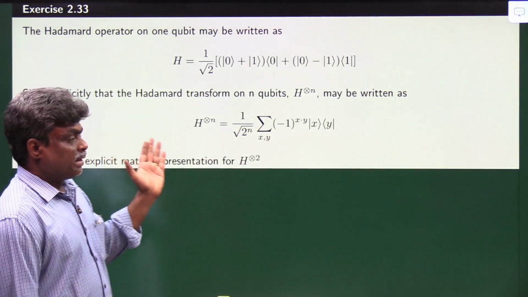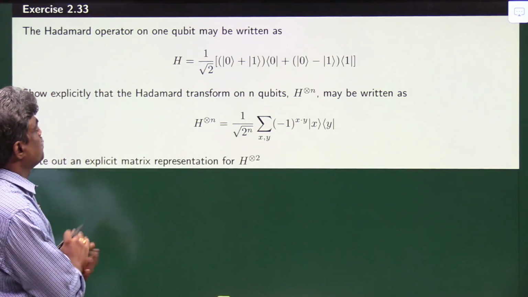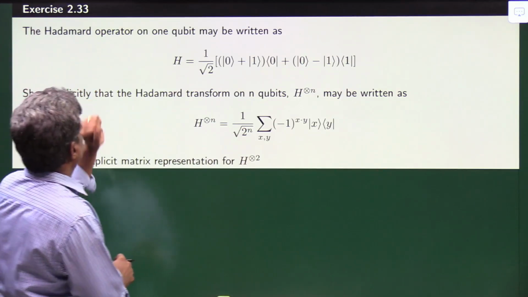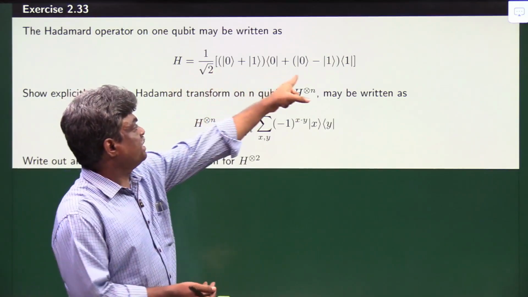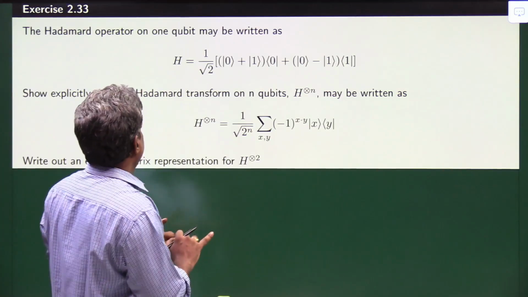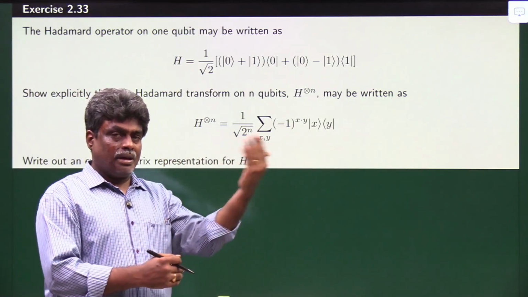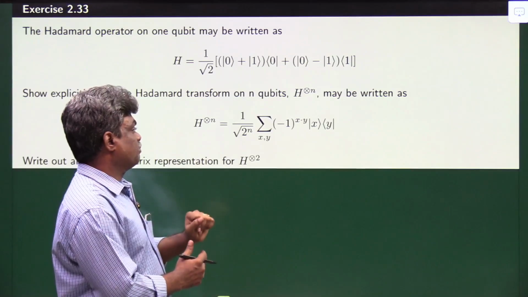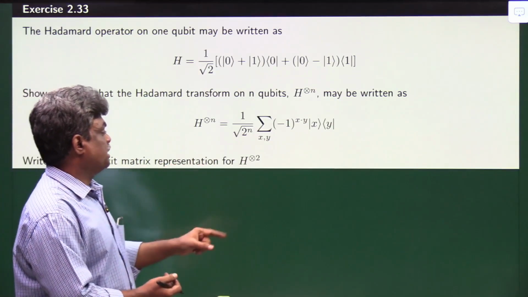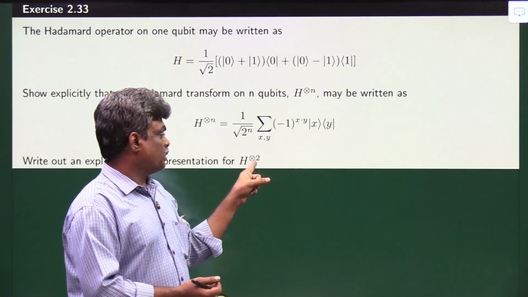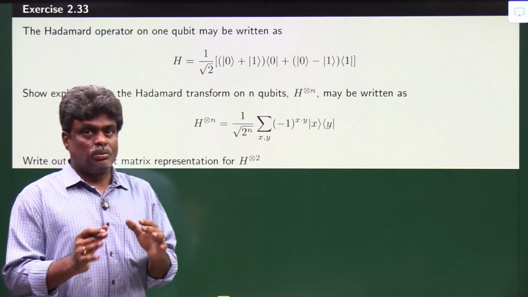So this is our next question. This is very crucial and has a lot of applications in algorithms also. Here they are asking to show that the Hadamard operator of a single qubit can be written like this. This is the first one. After that they are asking for the general representation, the Hadamard operator operating on n qubits, that means H tensor n. And next, the explicit matrix representation for H tensor 2, that means for 2 qubits. Okay, so let us do this problem in two different ways.